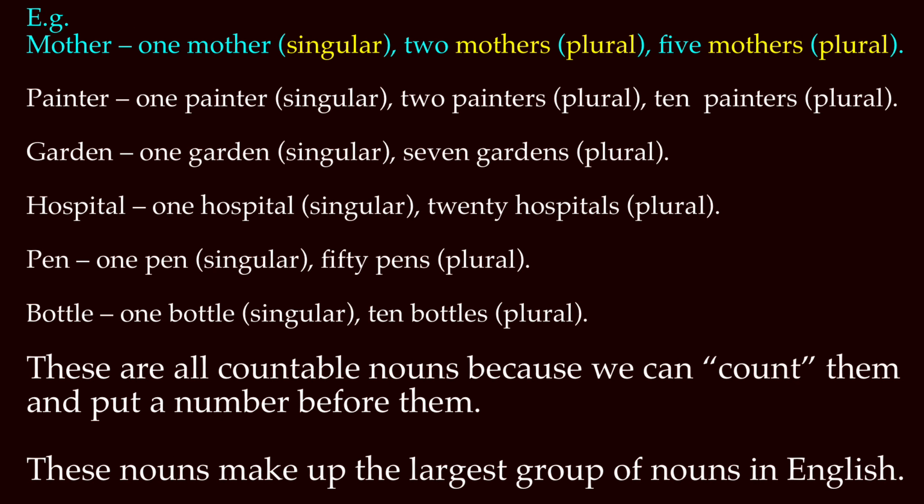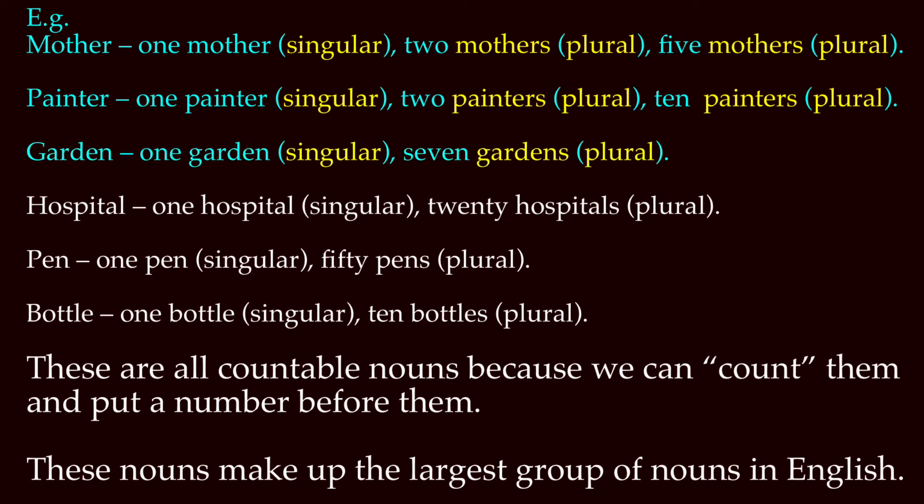For example, mother. One mother is singular, but two mothers with s added is plural. Similarly, five mothers is plural. Painter. One painter is singular, but two painters, s added at the end of painter, is plural. Similarly, 10 painters, s added, is plural.